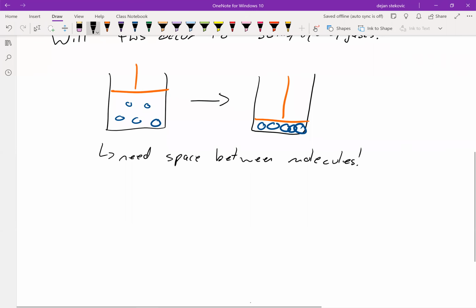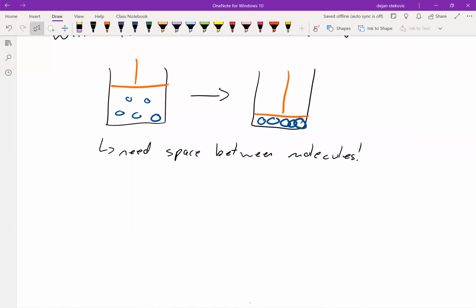And if we need space between the molecules, if you think about a solid and liquid, what we said about solids and liquids is that they're in constant contact with one another. And so there's essentially no space in between them, or at least very little space between them. And so we would predict that solids and liquids are non-compressible, which is true. If you try to compress a solid or liquid, it's not really going to happen unless you go to the very extreme ends.